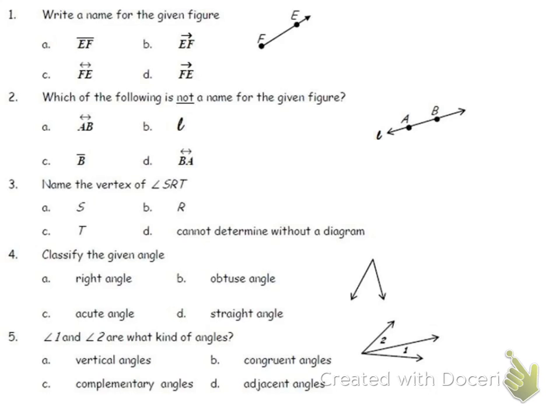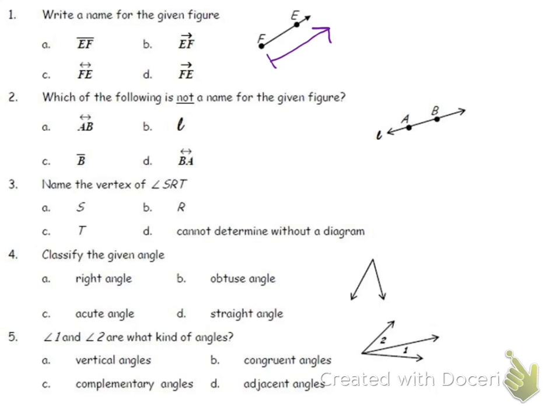This is the Geometry Chapter 1 review. So we start with number 1, and we need to write the name for the figure that we're given. I notice I have F and E are points, but this is a particular type of line because it starts and has an endpoint at F and goes through E. That is going to be a ray.